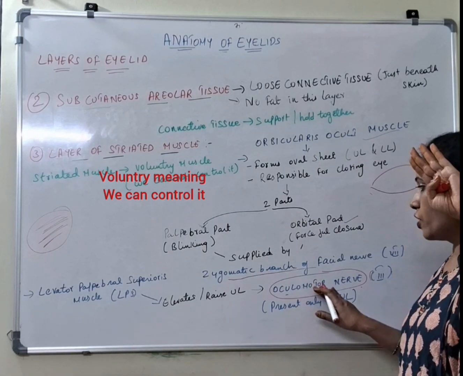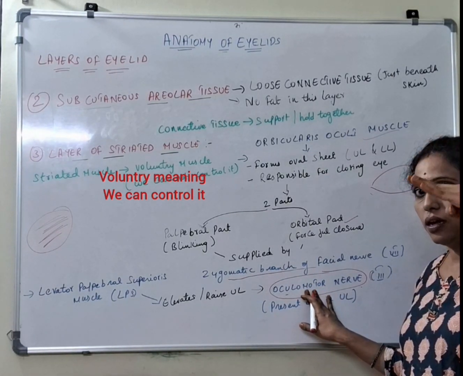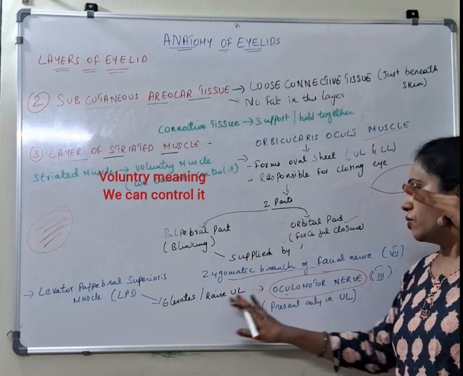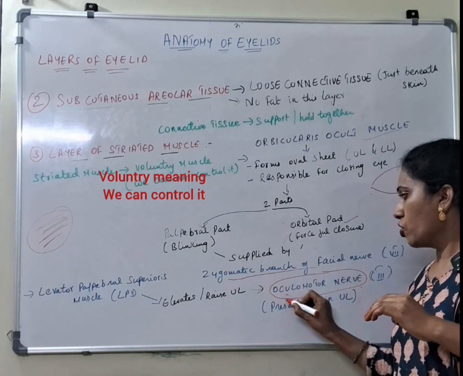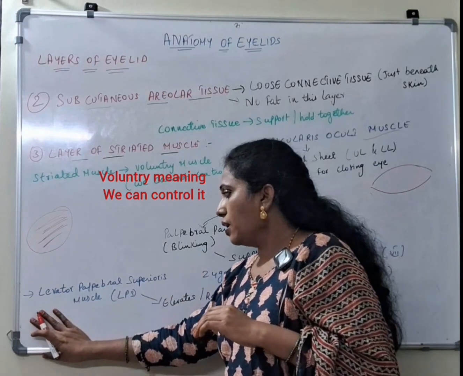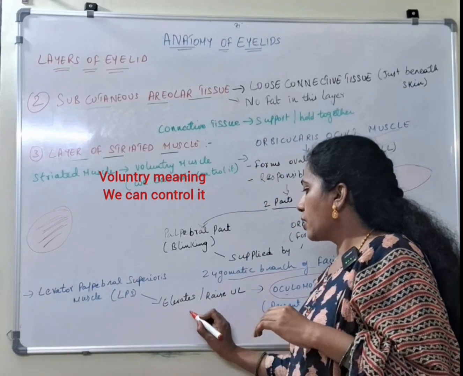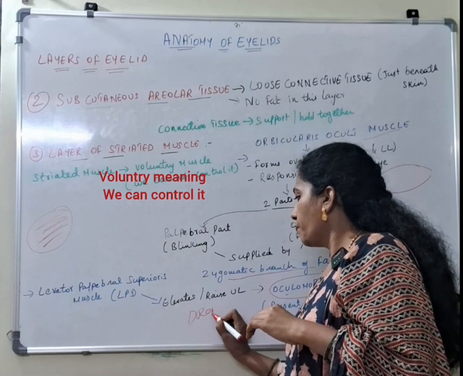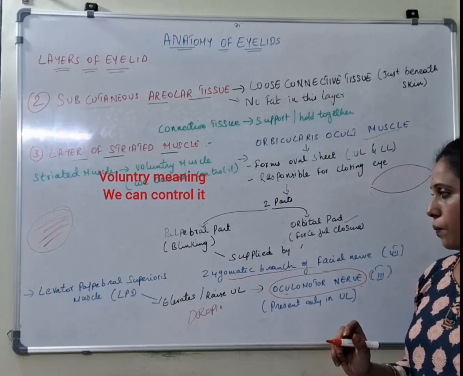So if there is an abnormality in the oculomotor nerve, what happens? There will be the drooping of the lid. So the drooping of the lid occurs when there is a dysfunction of the oculomotor nerve, as well as when there is dysfunction of the LPS muscle. In both cases, you will see the drooping of the lid. That means the upper eyelid will not elevate properly.